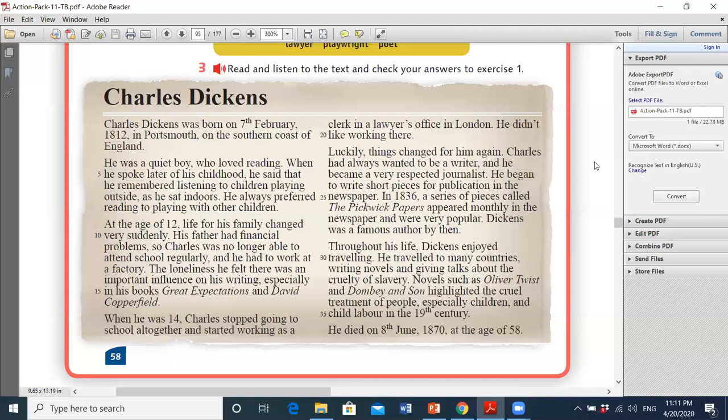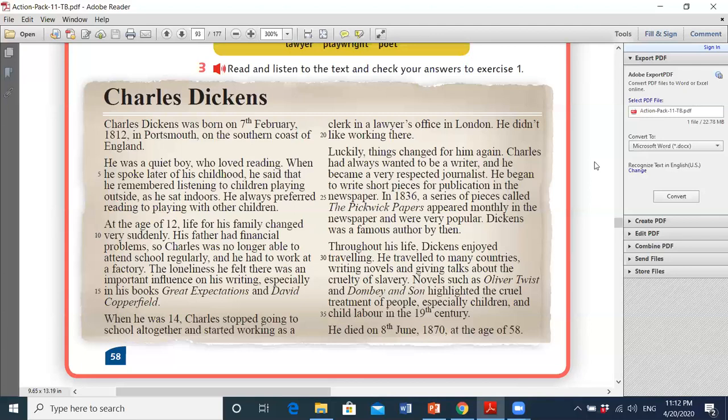Luckily, what is the meaning of luckily? Luckily here is like out of mere luck, or fortunately. Luckily is an adverb. So it comes at the beginning of a sentence and it's followed by a comma. Luckily, things changed for him again. So there was a change in his life, and probably because it starts with luckily, then this is a good change. Charles had always wanted to be a writer, of course, because he read a lot, he loved reading, so probably he wanted to be a writer, and he became a very respected journalist.